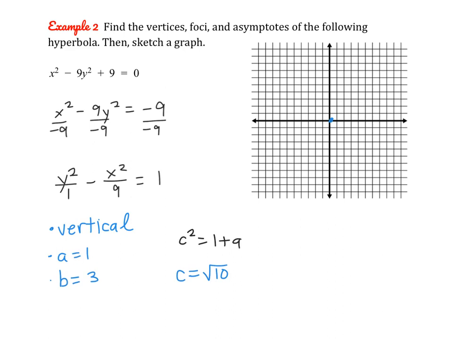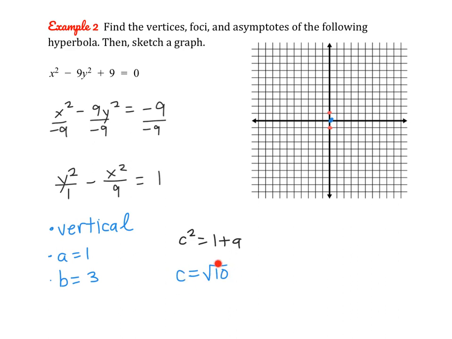And this time, again, remember, our a value is going to travel along the axis that it's under. So since it's under y, it's going to travel vertically. So that means I go up 1 unit, and that's actually going to be where my vertex is, and I go down 1 unit for my other vertex. So again, a always travels along whatever variable it's under. So since it's under the y, it's going to travel vertically.